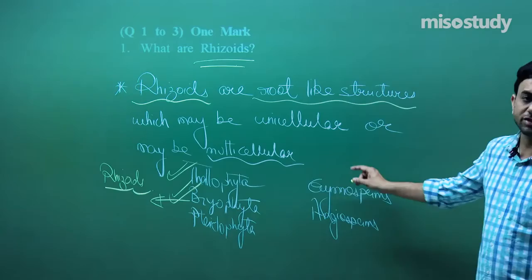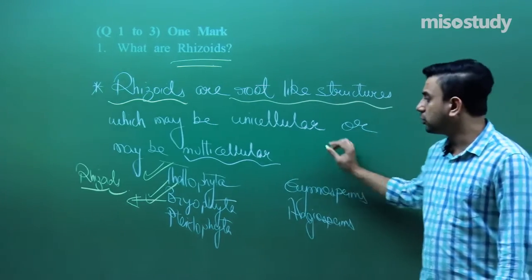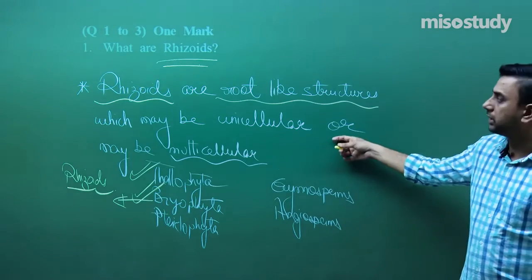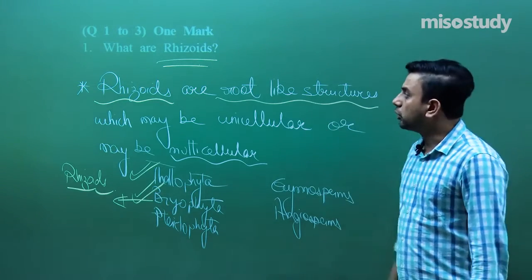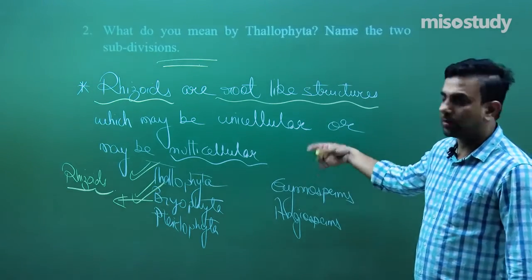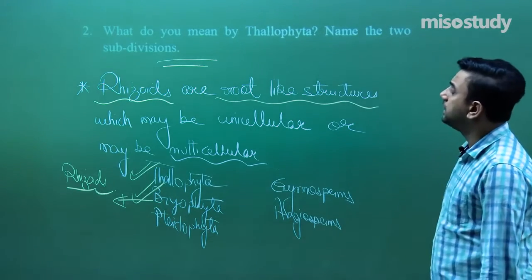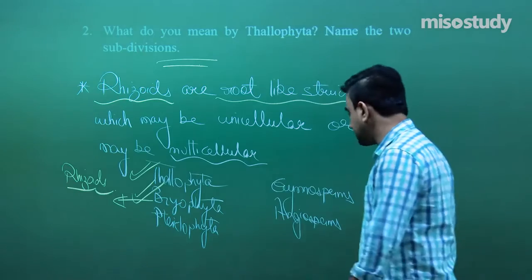So this was a 1 mark question, and now we will move on to the next question, which is also 1 mark. What do you mean by the thallophyta? Name the 2 subdivisions.